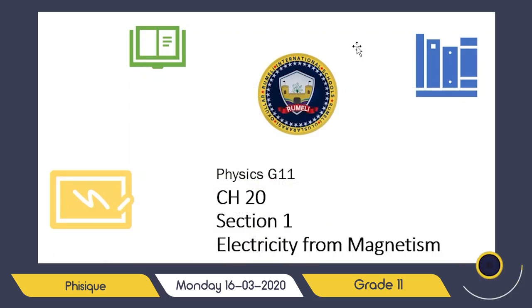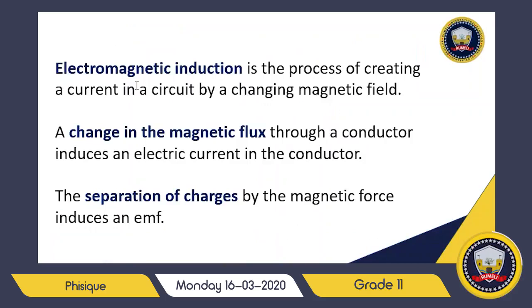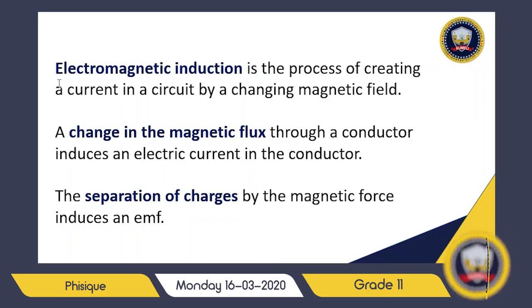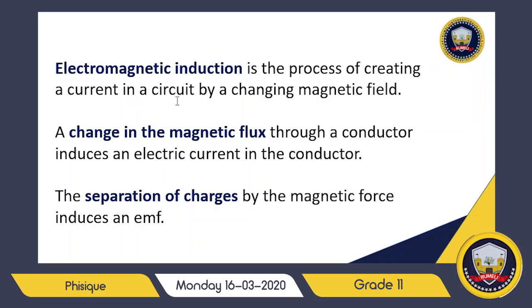Today, in chapter 20, we will produce electricity from the magnetic field. In chapter 19, we said that we have the magnetic field and we have magnetic flux. The magnetic field was B, and the magnetic flux was phi. So electromagnetic induction is the process of creating a current in a circuit by changing the magnetic field.